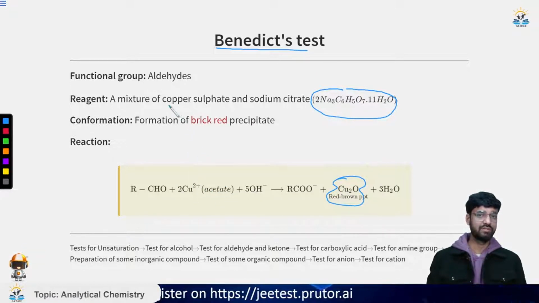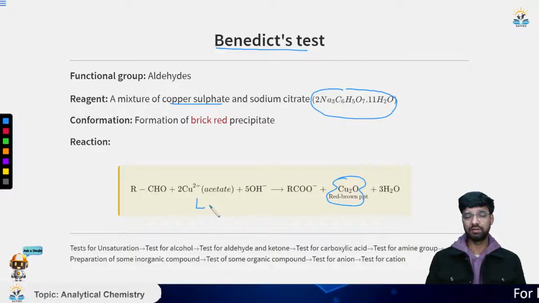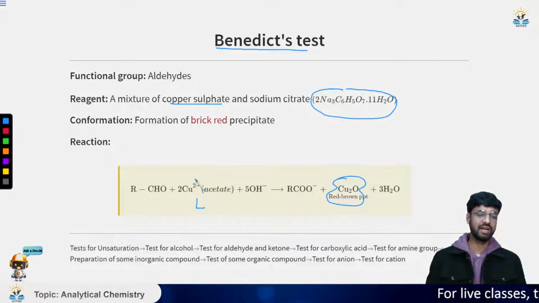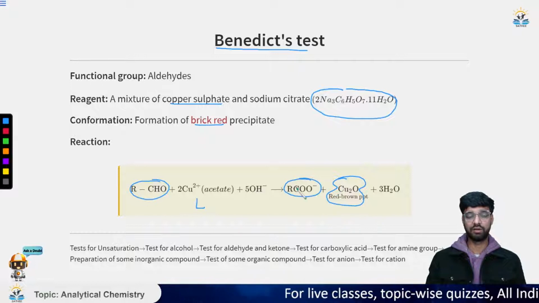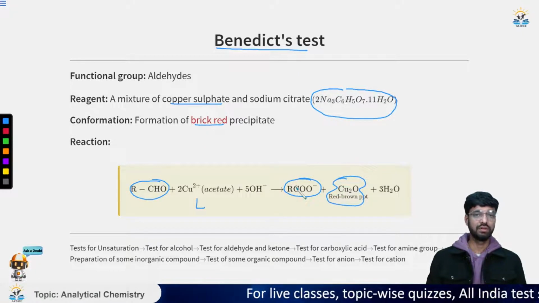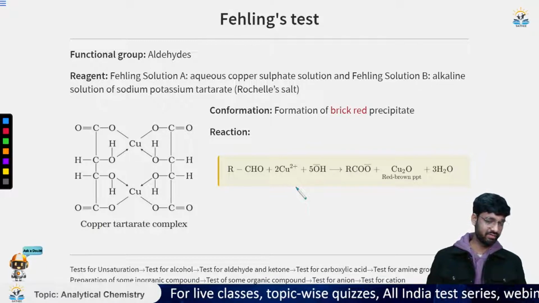So how is it formed? It is formed by the reaction of copper sulfate and Na3C6H5O7 plus 11H2O, and it will form a complex of copper citrate, and we will react it with the aldehyde. If it reacts with the aldehyde, then it gives a brick red precipitate plus the carboxylate salt.